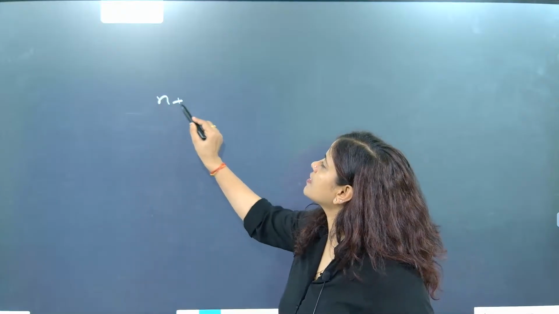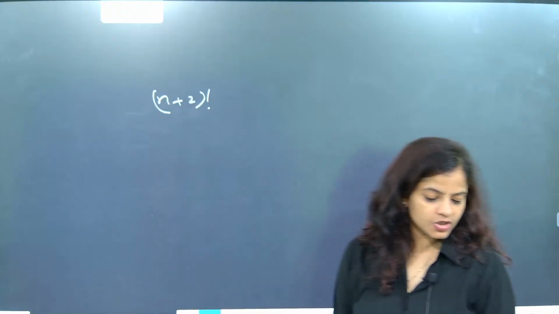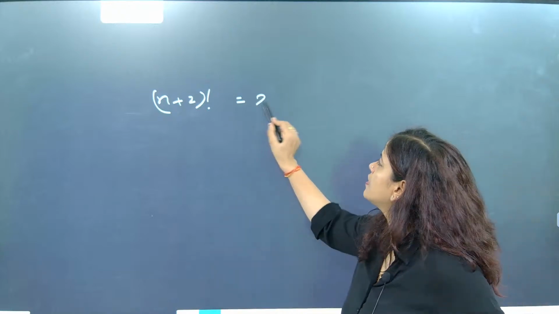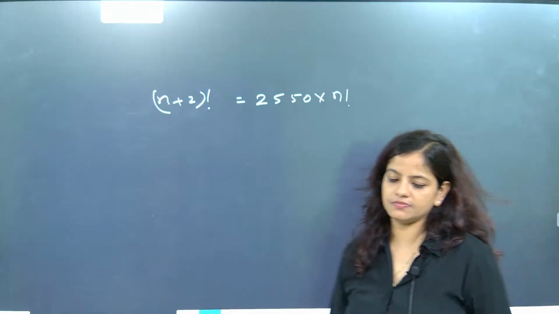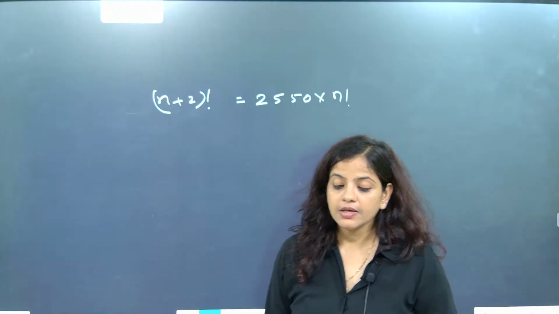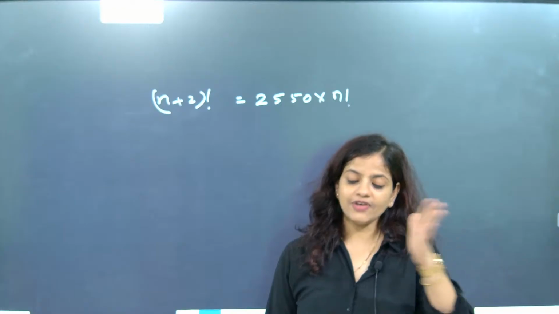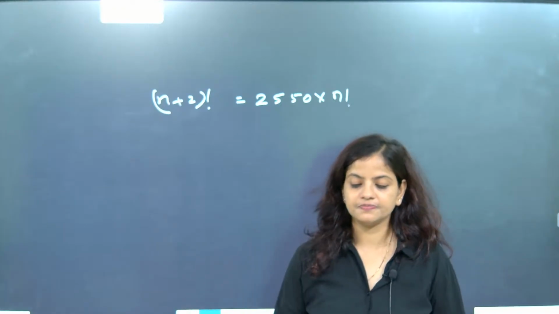Come on, we'll go for the next question. Your question is you have to find the value of n. Okay? You have to find the value of n. n plus 2 factorial is equal to 2550 into n factorial. Write down. n plus 2 factorial equal to 2550 into n factorial. Try this question and get the value of n.